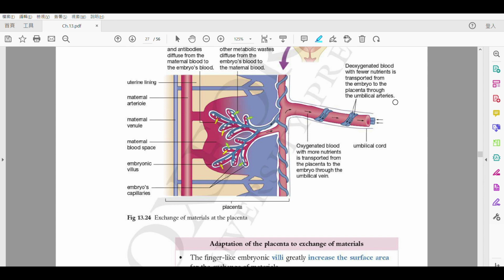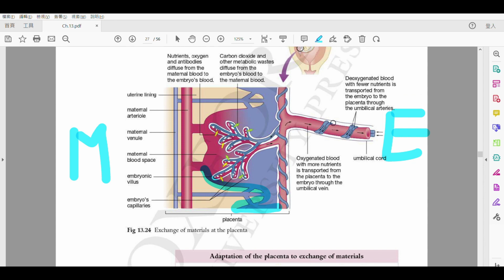Alright, so this is the direction of the baby. This is the embryo, this is still the embryo, and this is the mother. This whole area, red and blue in colour, is what we call the blood space, or some people call it blood chamber. Prefer the term in your textbook: blood space, 血腔 in Chinese. On the right hand side it goes to the embryo, on the left hand side it goes back to the mother.